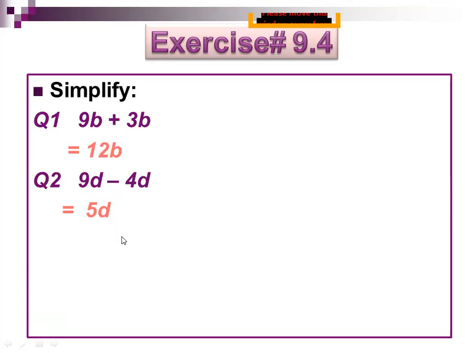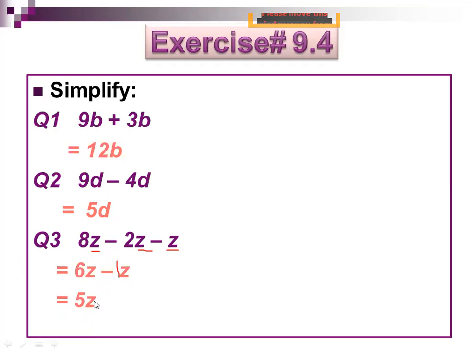Now consider this one. Here you have 8z minus 2z minus z. How many terms are there? 3 terms, but all of them have the same variable, so you can subtract. 8 minus 2 will become 6z, and then minus z. Nothing is written here, so you will assume that your coefficient here is 1. So 6 minus 1 will become 5, and your variable will remain the same, that is z.